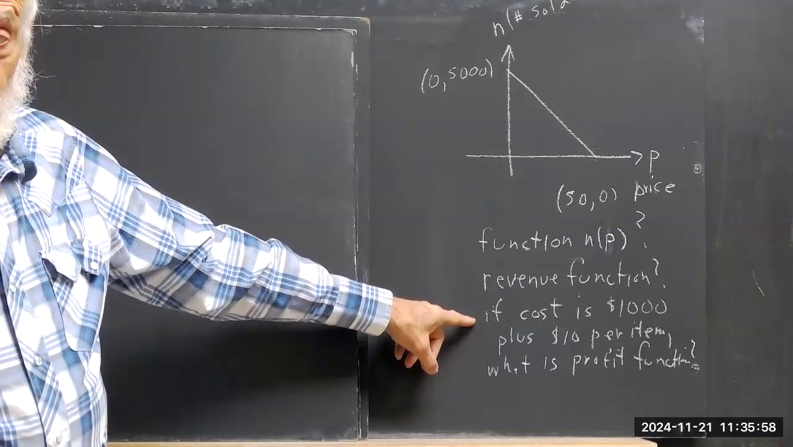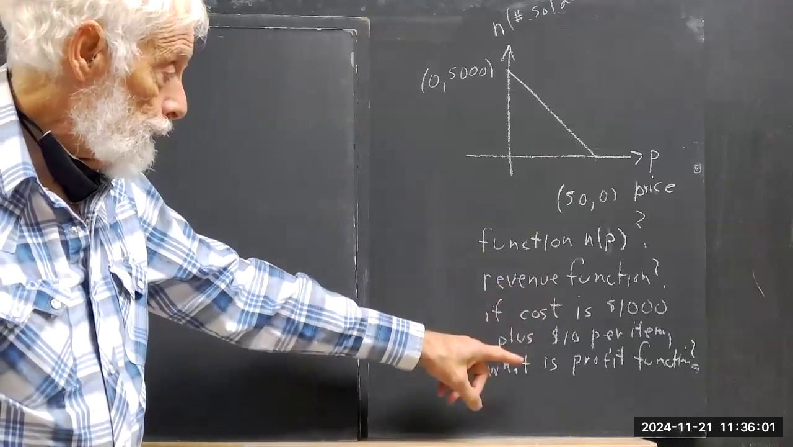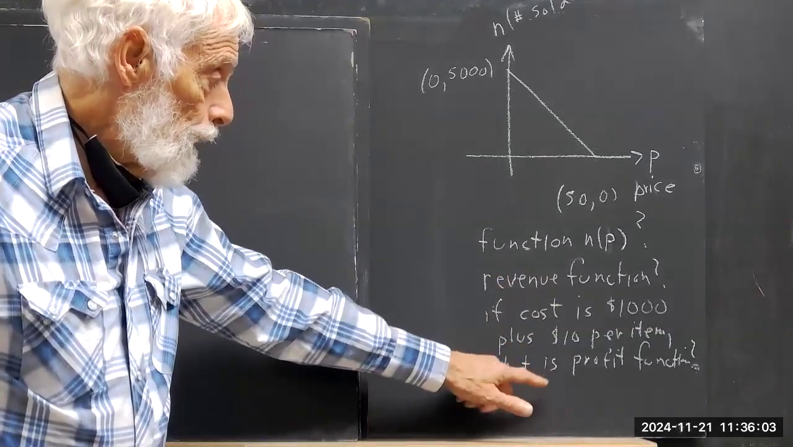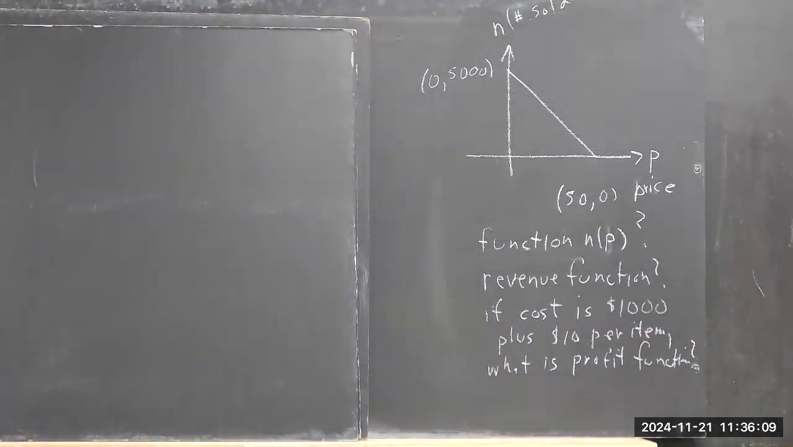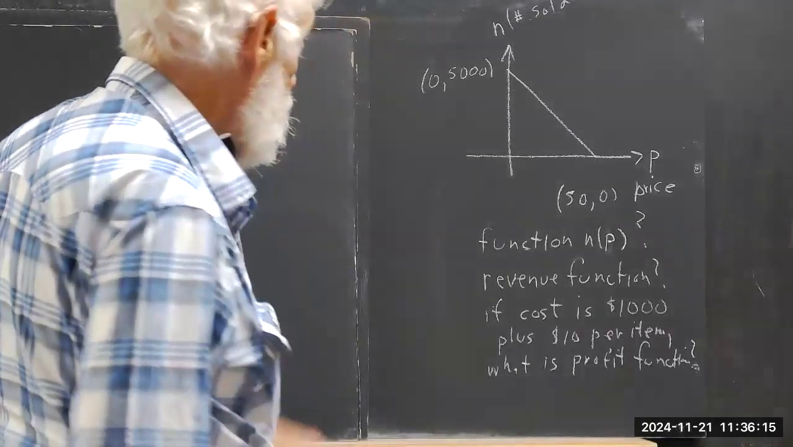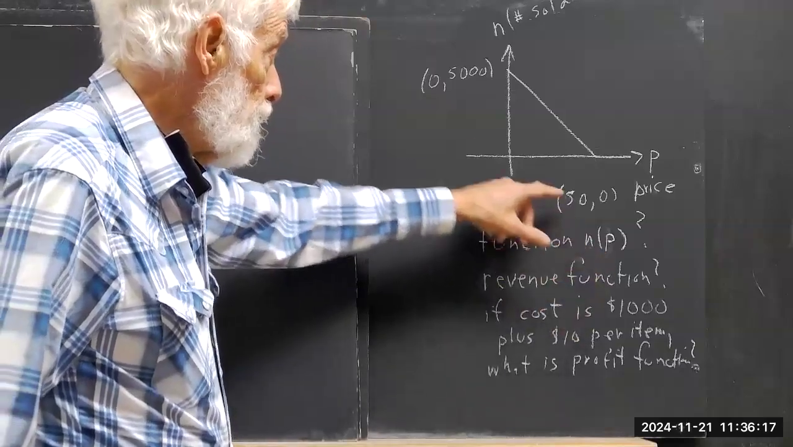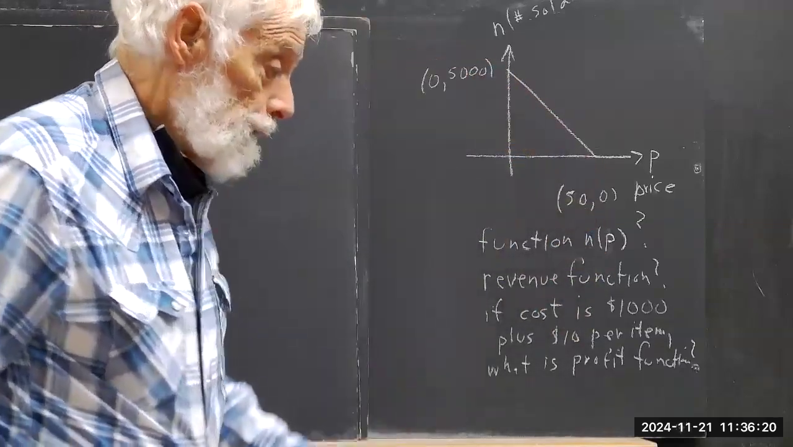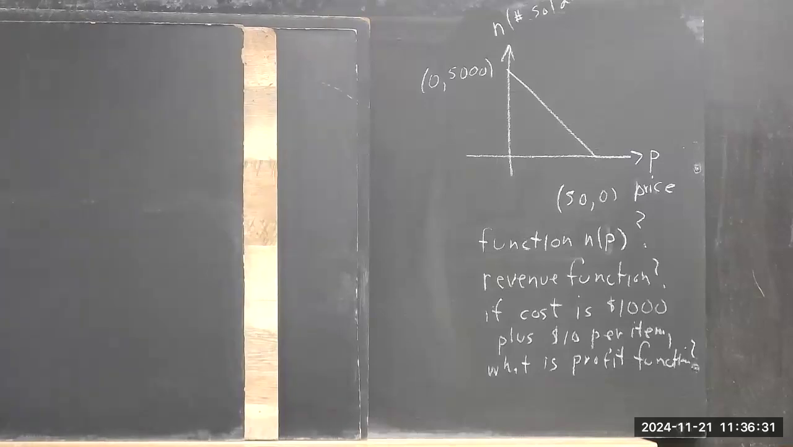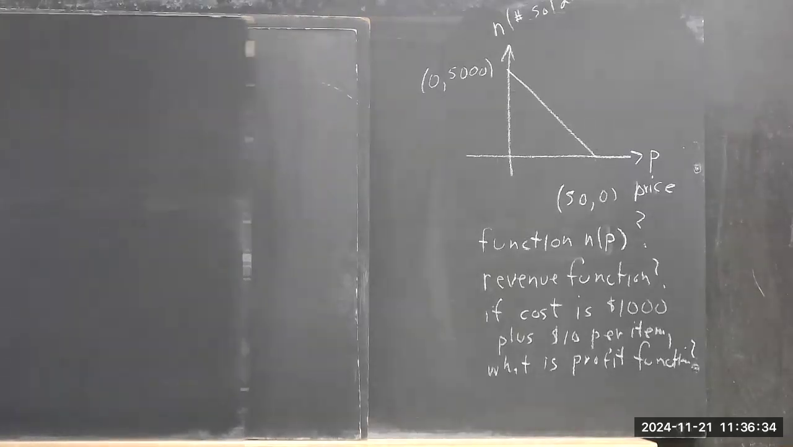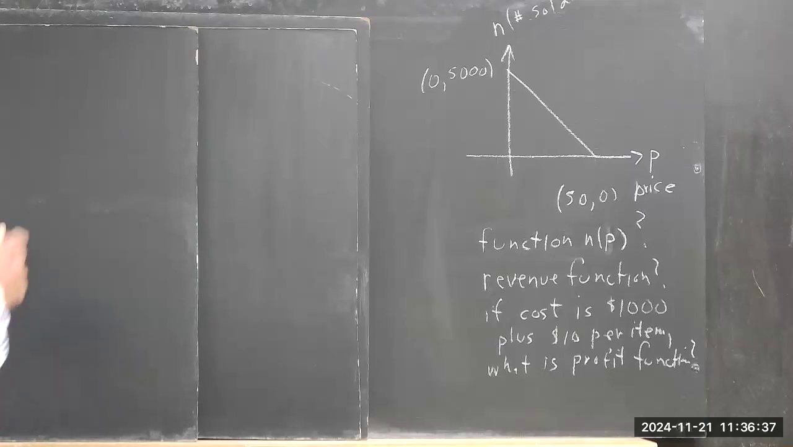Now, we didn't do this part last time. We said if the cost is $1,000 plus $10 per item, then what is the profit function? Okay, now there's terminology there you might not know, and we'll get to that. But right now, you can stop and see if you can find the function N of P that matches this graph. Okay, well, hopefully, if you're watching, you've actually done that or attempted it.